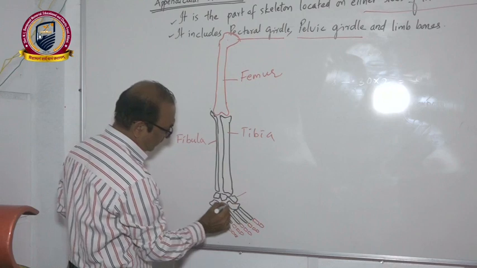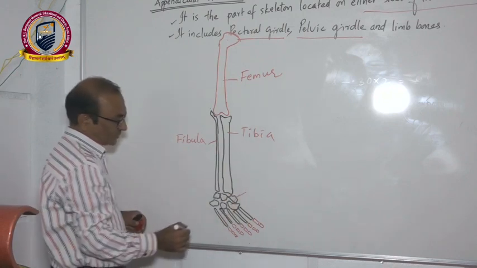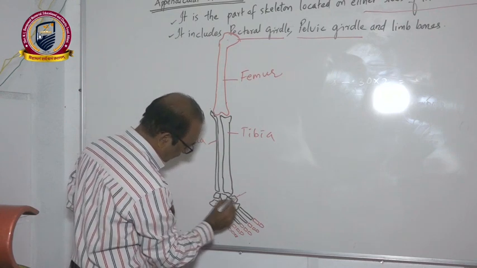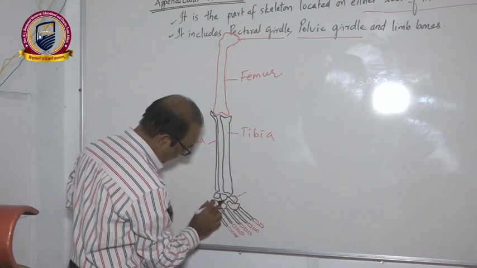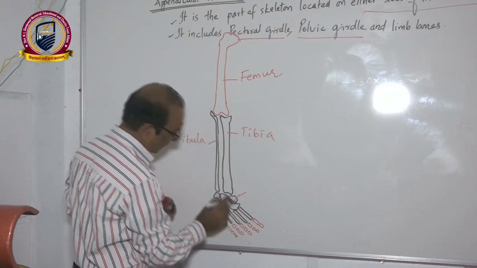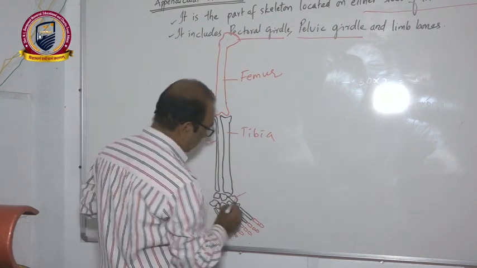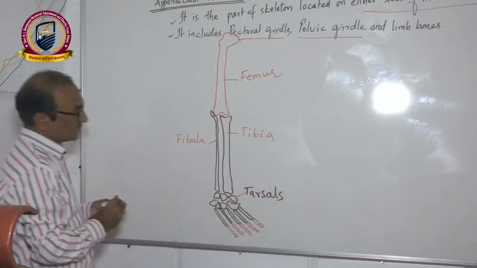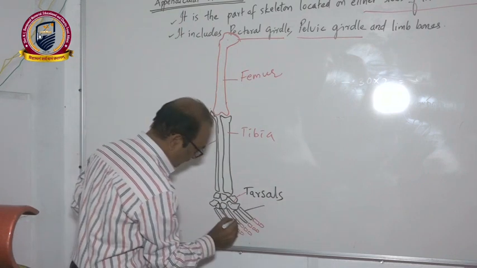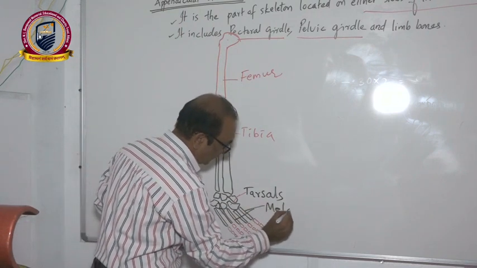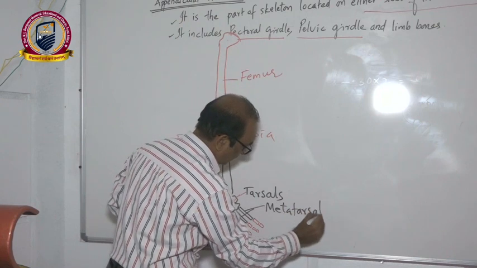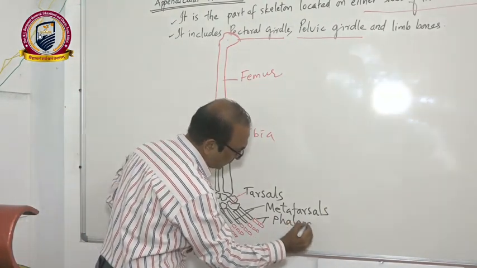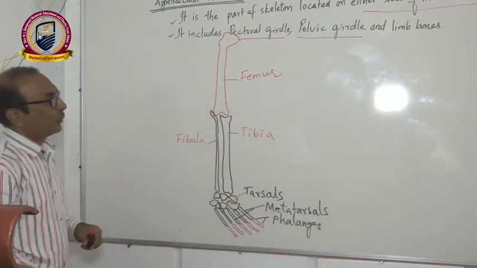and all these seven bones. One, two, three, four, five, six, seven. Okay, 7 bones. So they are taken as the tarsals, and these are the metatarsals, and these are phalanges.